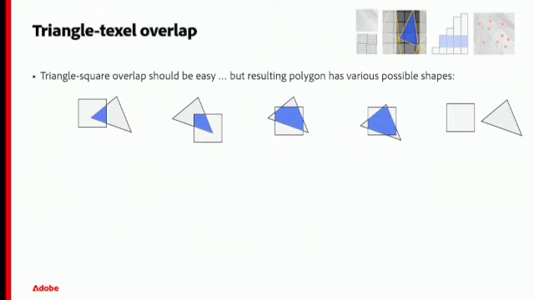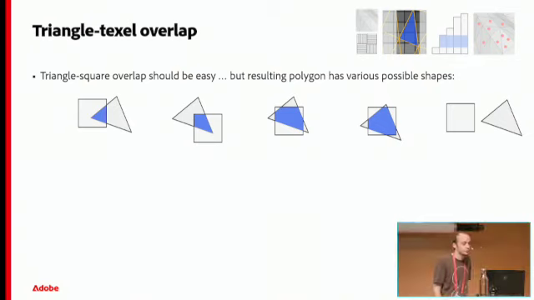So moving on to the next step: how we actually compute this triangle square area overlap, which seems like a very simple problem. But actually the resulting polygons can have many various shapes: basically any polygon from 3 to, I guess, 7 edges, or it could also be empty. Running that in a fragment shader is not very good because of divergence, because a lot of different cases can happen.